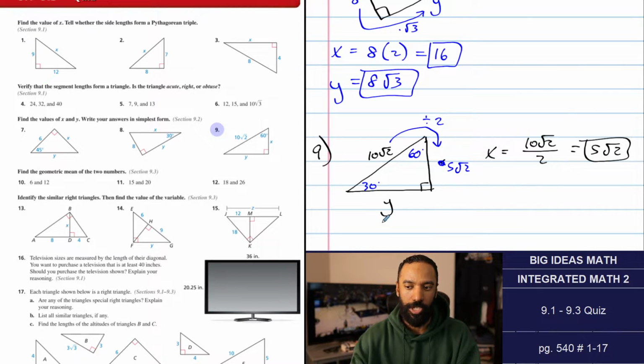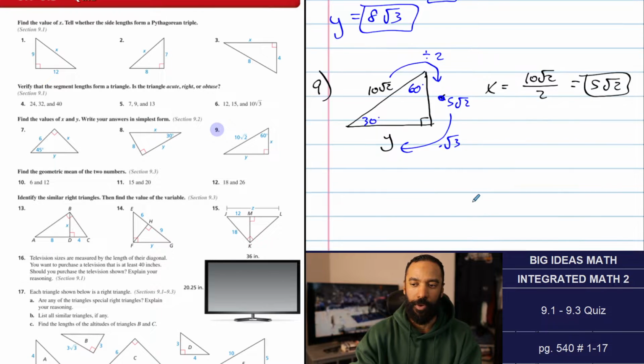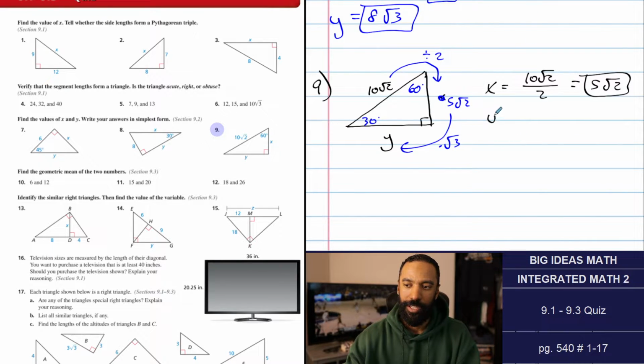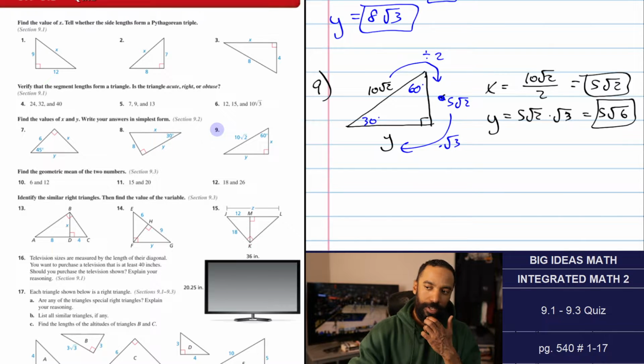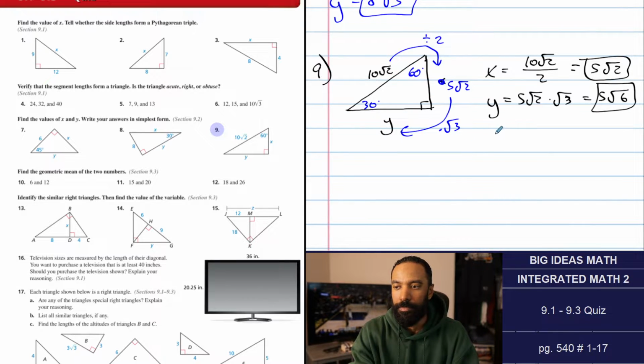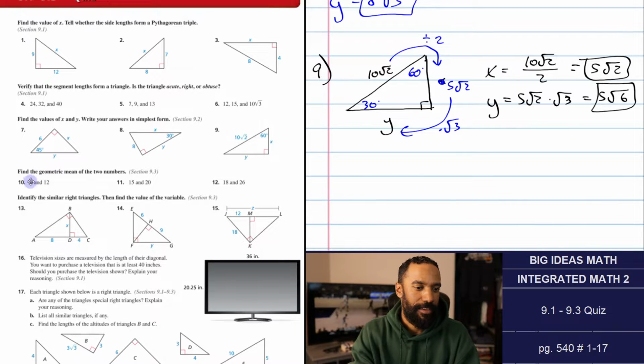This is the 1 to root 3 relationship portion of this. Let's multiply the short leg by root 3 to figure out y. Y is 5 root 2 times root 3, and root 2 times root 3 is root 6, which cannot simplify at all. So there it is, 5 root 6. All done.